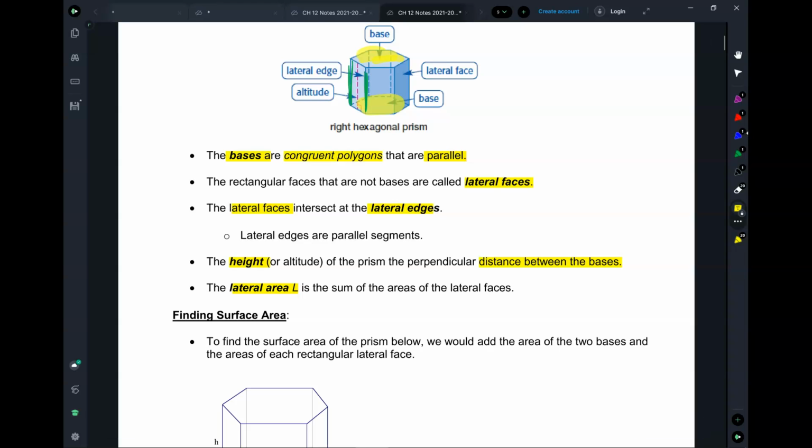And then the lateral area is the sum of all the areas of the lateral faces. So you see the lateral faces here. What shape are the lateral faces? They're rectangles. The cumulative areas of all of those is the lateral area.